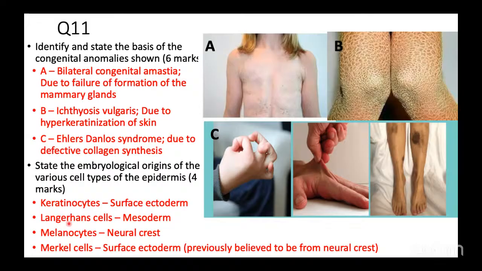Remember, these ones are the same as your macrophages of the skin. So anything to do with monocytes, macrophages, bone marrow derivatives, they come from mesoderm. Melanocytes are neural crest, which we saw earlier. Okay, so the pigment cells, same for the pigment cells of pretty much every other region of the body. All of them derive from neural crest.